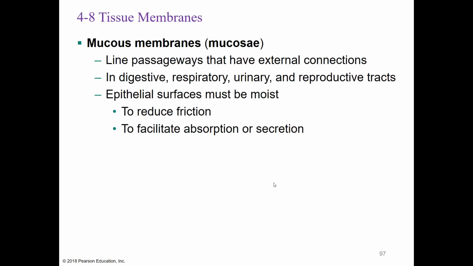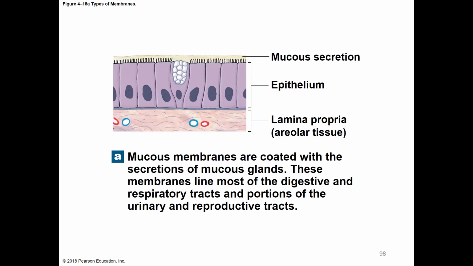And so, of course, they are going to produce mucus. So mucous membranes are coated with the secretion of mucus glands, and these membranes are going to be found again in the digestive, respiratory, urinary, and reproductive tracts. And what you're looking at here, just to practice in this particular tissue, here's our basement membrane. So anything above that is epithelia. Anything below it would be connective tissue, which we just talked about.